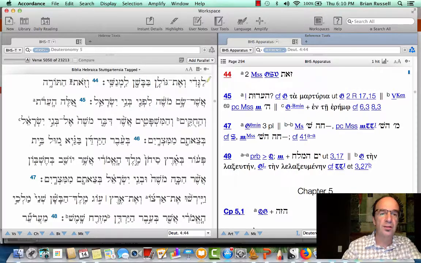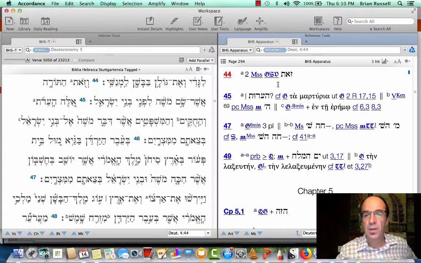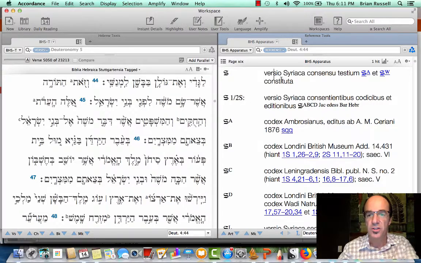And we do have one text critical note on vezot. And if we go over and look at it, we have a couple of notes here. And notice this, MSS means manuscripts. This is referring to medieval manuscripts. So two medieval manuscripts, along with this, which is the symbol for the Septuagint. This is the symbol for the Syriac version.